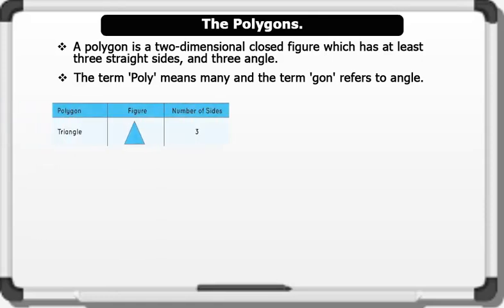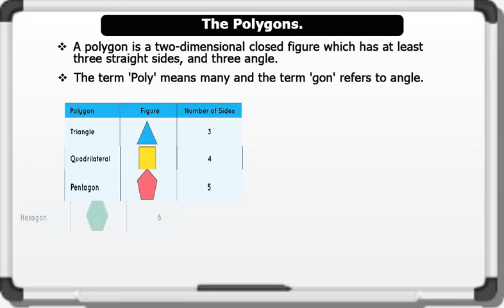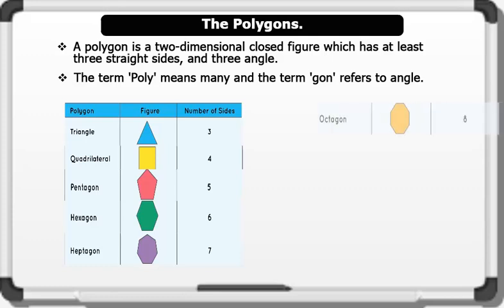1. The triangle, and it has 3 sides. 2. The quadrilateral, and it has 4 sides. 3. The pentagon, and it has 5 sides. 4. The hexagon, and it has 6 sides. 5. The heptagon, and it has 7 sides. 6. The octagon, and it has 8 sides.